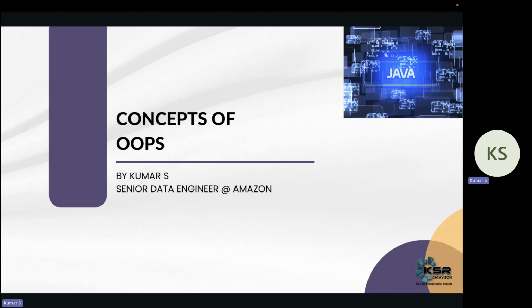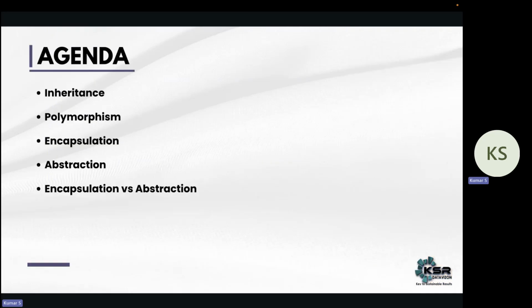Today we will be understanding basic pillars of OOPS. Let's start. Today we will explore four fundamental pillars of object-oriented programming language: inheritance, polymorphism, encapsulation, and abstraction.